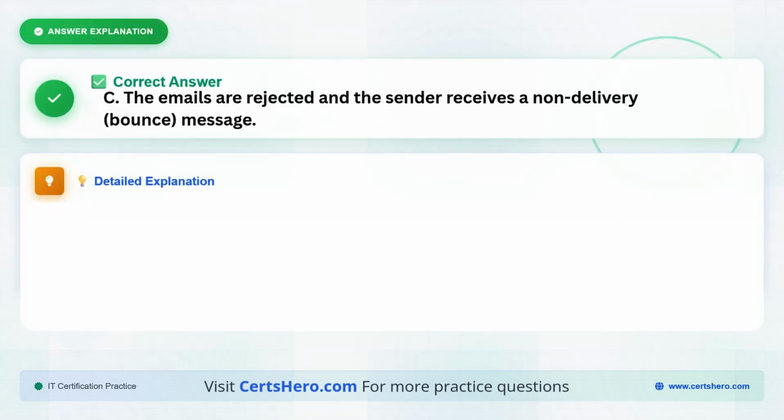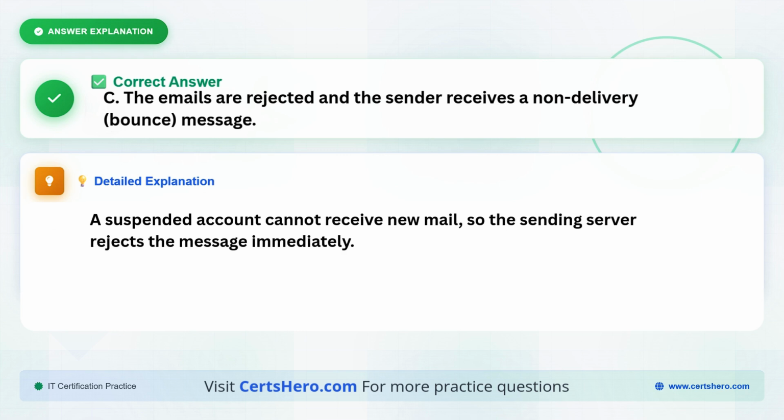The correct answer is C. The emails are rejected and the sender receives a non-delivery message. Suspending an account is like putting a closed sign on the user's digital mailbox. The mail server sees this and immediately returns the message to the sender.